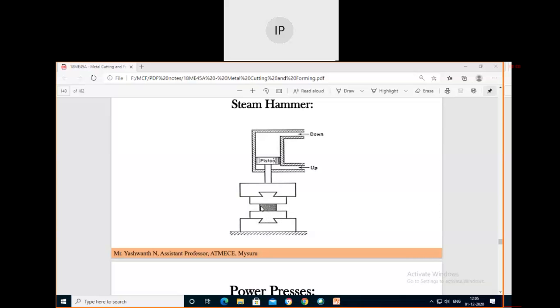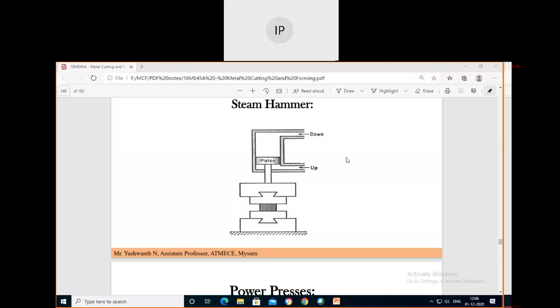If you see the working of this steam hammer, initially the piston will be at the top dead center, as we see in the dashed lines. The downward stroke of the ram is obtained by exhausting the steam from one side, and then admitting steam pressure from above the top dead center. The ram is accelerated by the steam pressure. In addition to this, we have gravity force, so it will automatically come down.